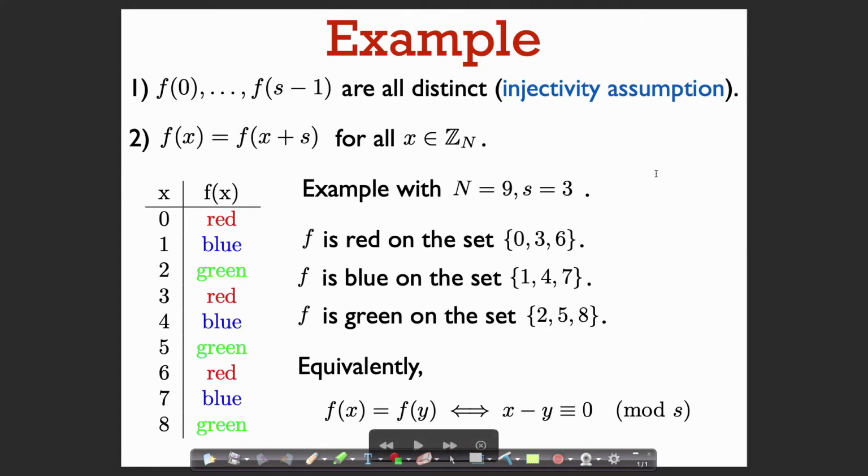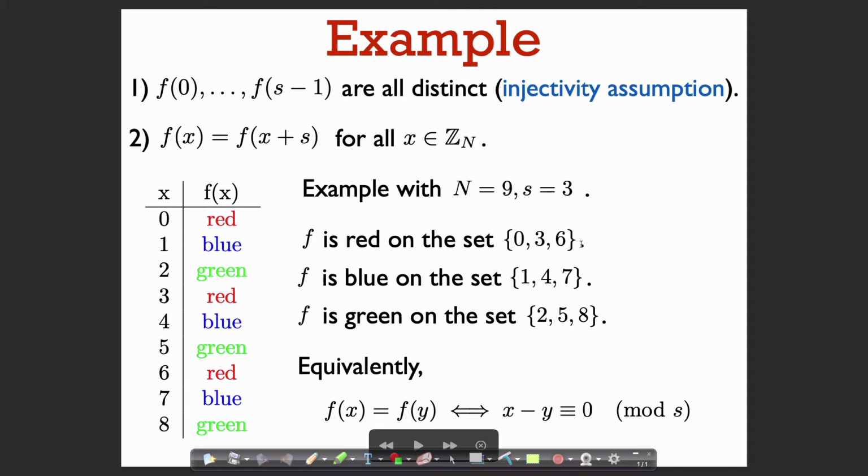So let's look at an example. Again, these are our two conditions to be a simple periodic function. So in this case, n is 9 and s is 3. So you see that the function just repeats red, blue, green, red, blue, green, red, blue, green. And you see that f is red on the set 0, 3, and 6. So when x is 0, 3, or 6, f takes on the value red. f is blue on the set 1, 4, 7, and f is green on the set 2, 5, 8.